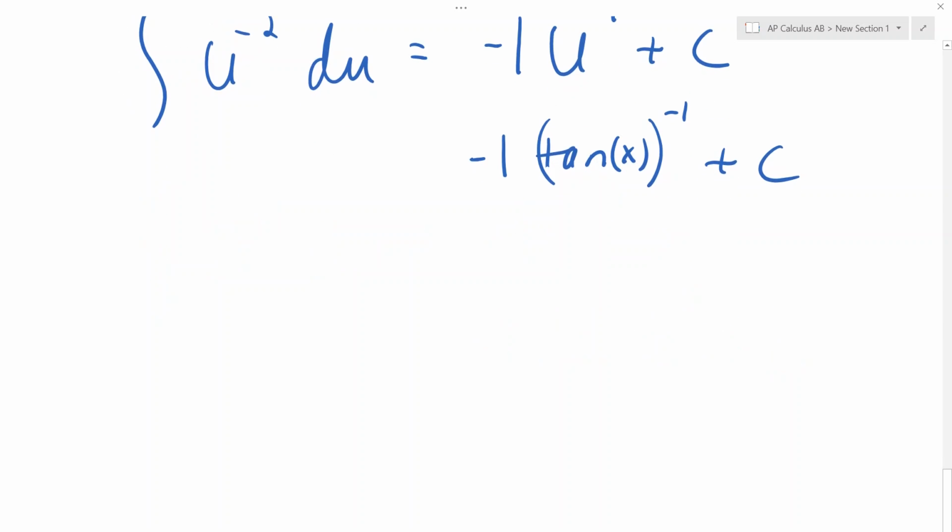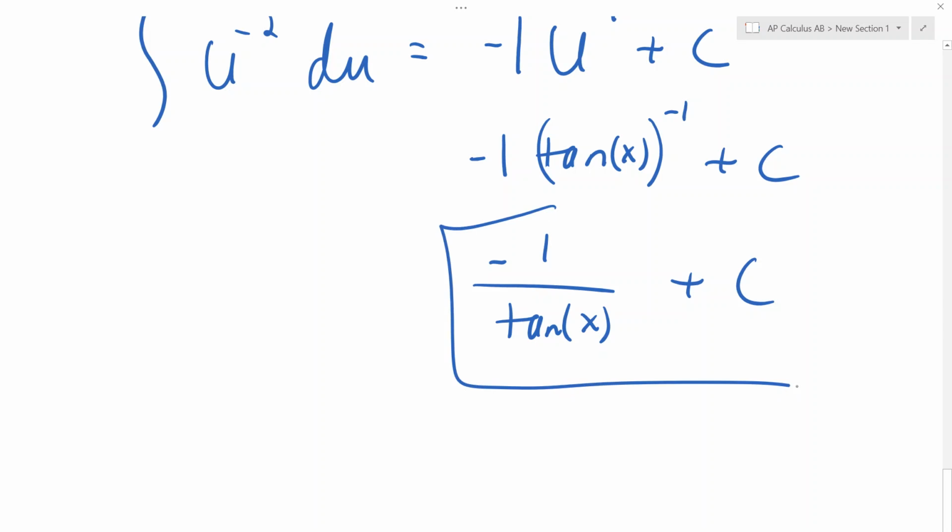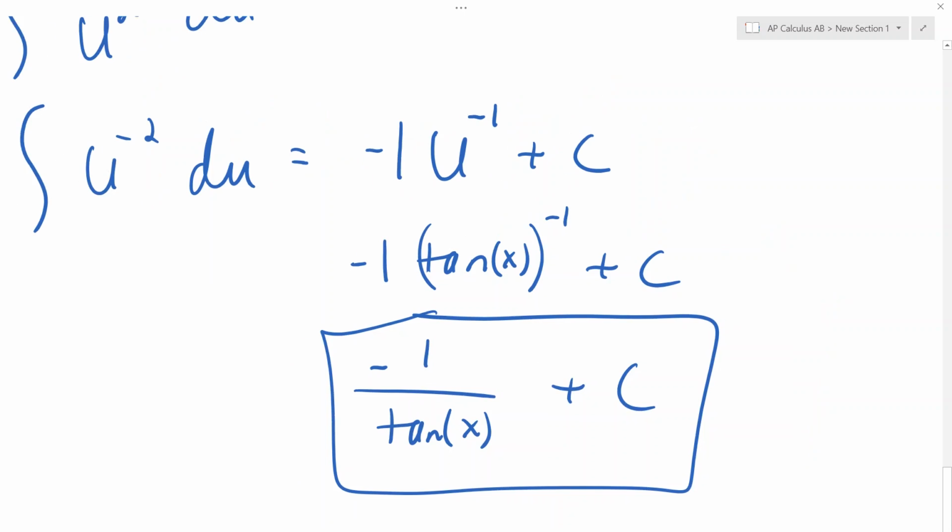Okay? And if I were you, you'd probably rewrite this as negative 1 over tan or negative 1 times cotangent of x, the same exact thing. Multiple choice, they could have either one of those. Okay? Please be careful here in this step.